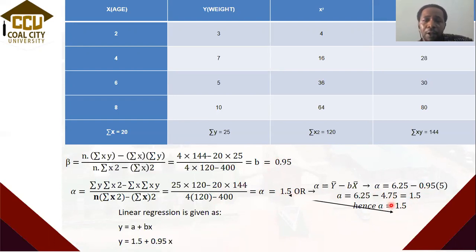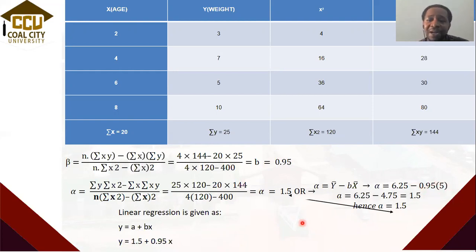Having gotten this alpha variable, once you substitute, it will give you your 0.95, as we've gotten here. So when you substitute it, it gives you y equal to 1.5, which is your alpha or your intercept, plus 0.95, which is your slope, as you can see here.